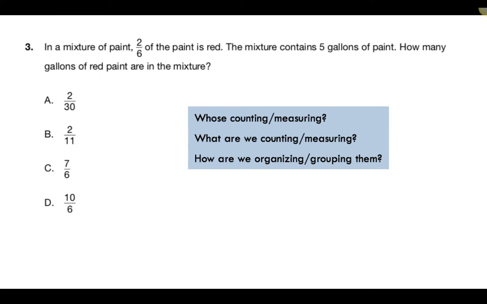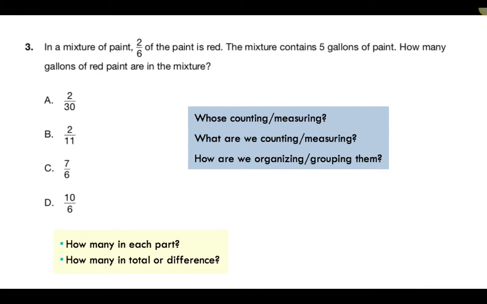And they're asking about the red paint. So we're going to talk about the red part. But we have the other part if we need. And then let's see. Oh, there we go, the red and the not red. And then the mixture contains 5 gallons of paint. So 2/6 of the paint is red. And they're asking how many gallons. So let's look at a single gallon. 2/6, yeah. And so we'll group it.